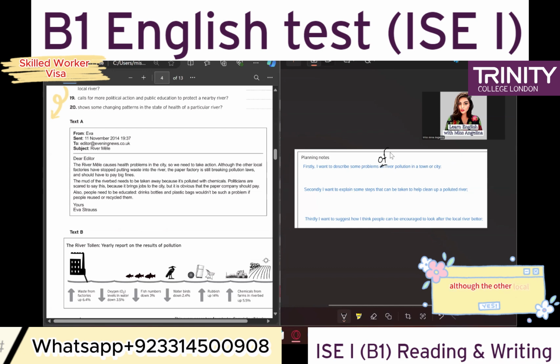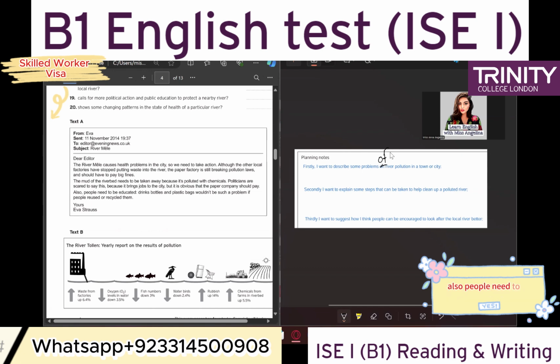Although the other local factories have stopped putting waste into the river, the paper factory is still breaking pollution laws and should have to pay big fines. The mud of the riverbed needs to be taken away because it's polluted with chemicals. Politicians are scared to say this because it brings jobs to the city. But it is obvious that the paper company should pay.